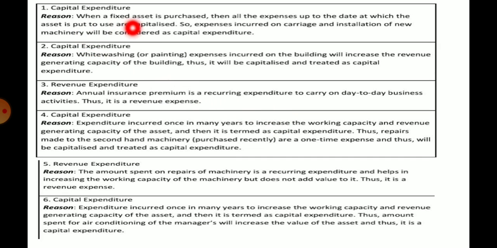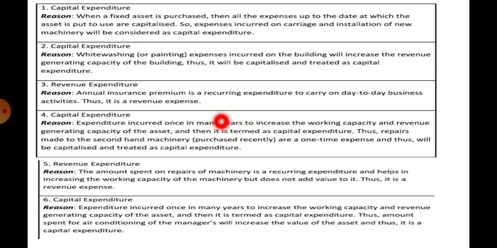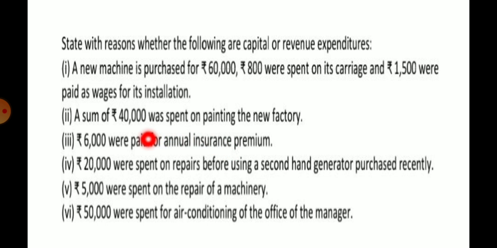When a fixed asset is purchased, then all the expenses up to the date at which the asset is put into use are capitalized. So the expense incurred on carriage and installation of new machinery will be considered as a capital expenditure, right? And a sum of 40,000 spent on the painting of a new factory, so it will be capital expenditure.